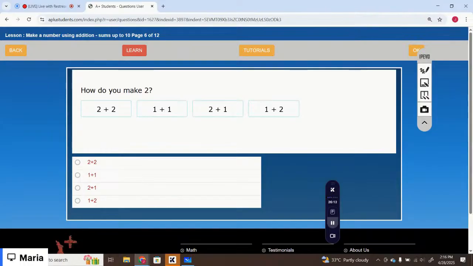How do you make 2? One plus one, option number 2 is the correct option. 1 plus 1 makes 2.